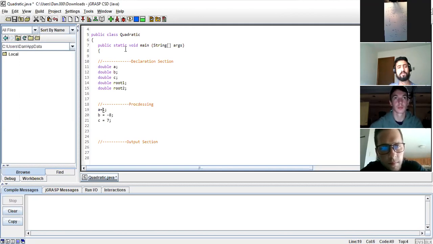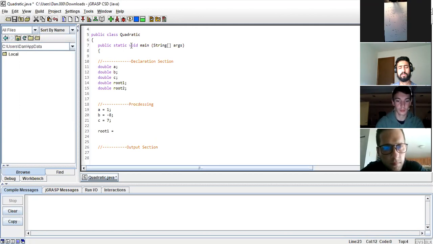So right now, this is the only way I can assign values to variables, is what you see here. In a little bit, we're going to learn how to input values so that the user can enter them instead of hard coding. But for today, that's what we have. So I want to calculate root1.